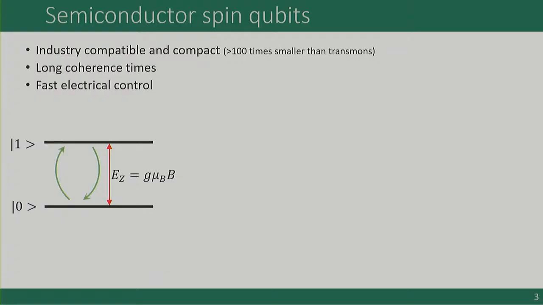So why semiconductor spin qubits are good candidates? Well, first of all, they are industry compatible and compact. And by compact, in this case, I mean that they are more than 100 times smaller than a transmon. They also have long coherence times and also fast electrical control. And the idea of the qubit is simple. We need a two-level system, 0 and 1. And in our case, those two states will be defined by a spin.